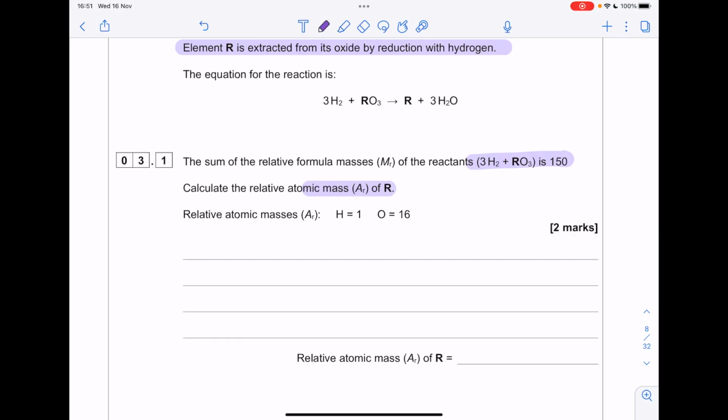So we've been told that this is 150. What's this MR over here? 6. And then 3 lots of oxygen is 48. So add those together to get 54, which means the difference between these two numbers must be the MR of R. So do 150 minus 54 to get 96.